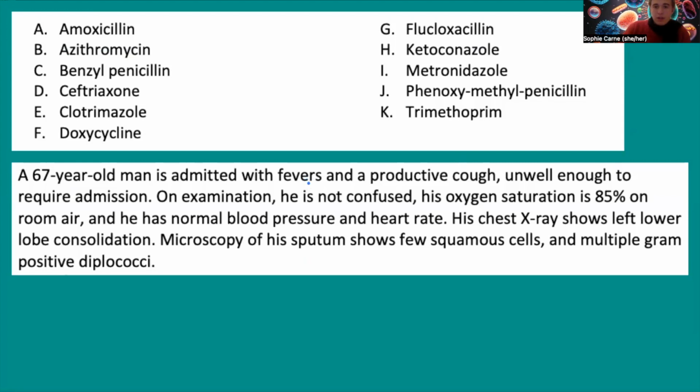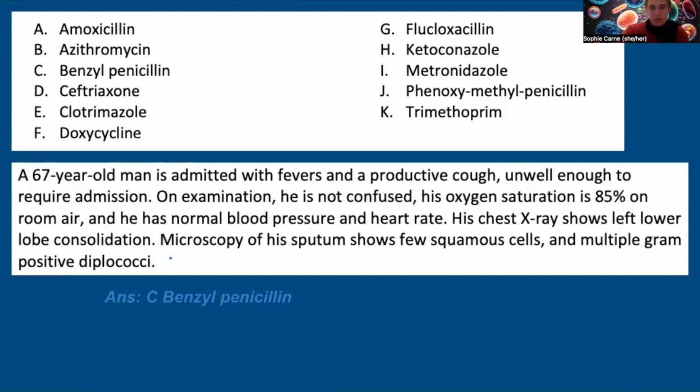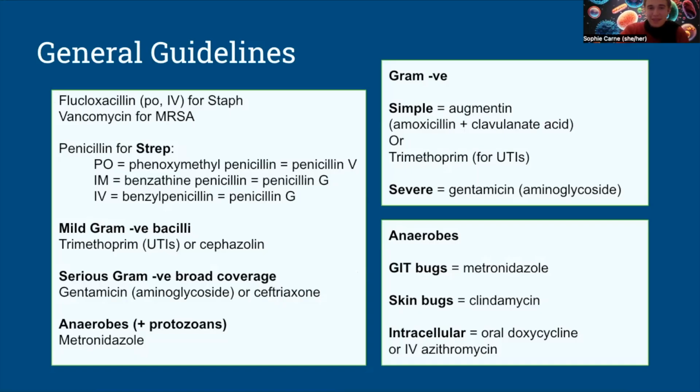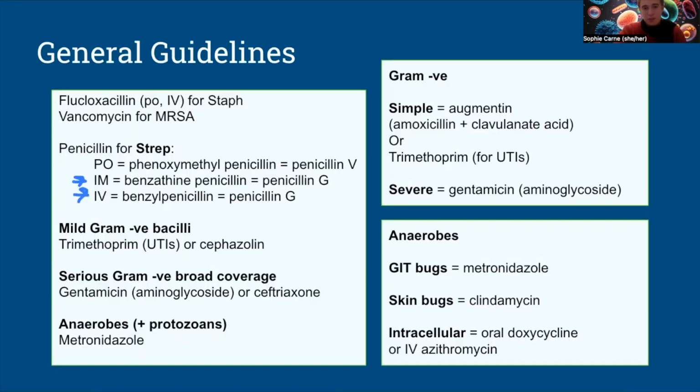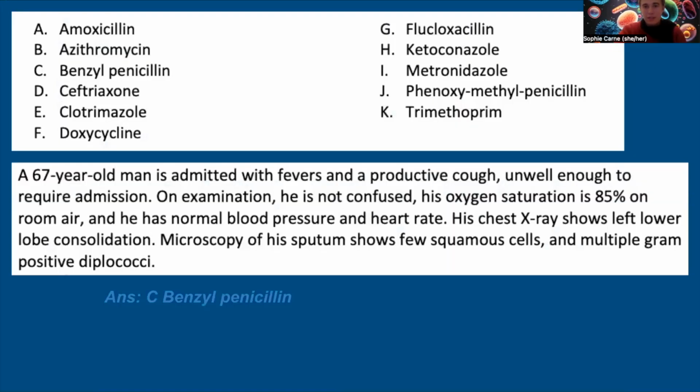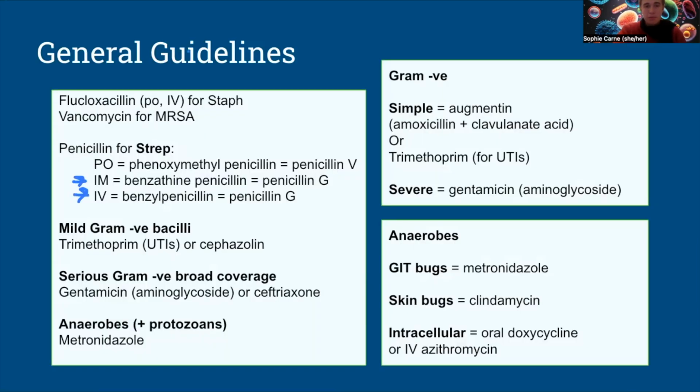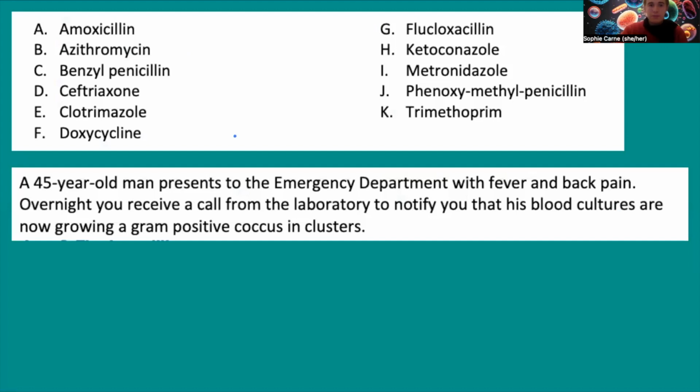This man has a productive cough, 40 percent sats. He's got consolidation in his left lower lobe. He's got multiple gram-positive diplococci, so we think he has strep. I'm just giving you the answer. We think he has strep, so we're going to treat him with one of these treatment options. And we're going to choose benzyl penicillin because that is the best option out of our multiple choice options. Next question.